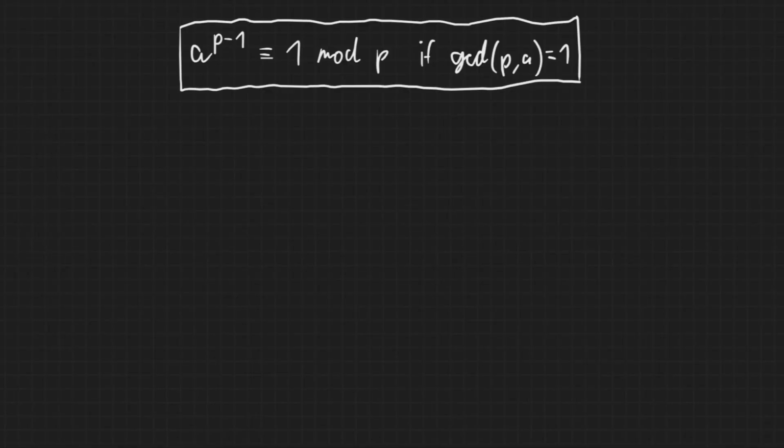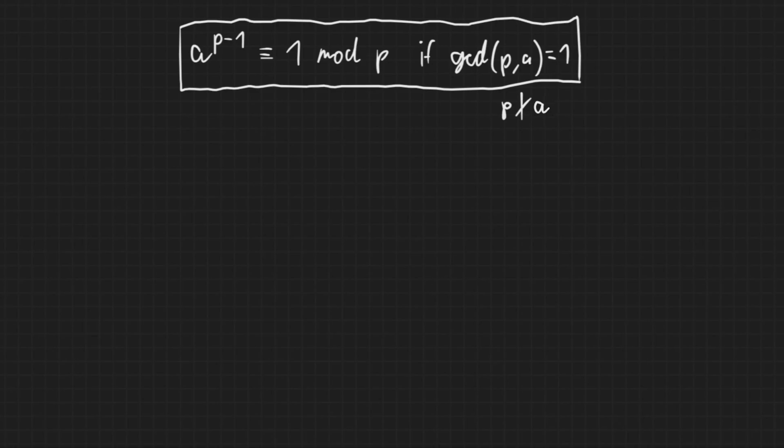We need one last theorem before we can finally tackle RSA, namely Fermat's little theorem. It says that for some prime number p and some integer a, a to the p minus 1 is equal to 1 modulo p. There is one condition though. The GCD of p and a must be equal to 1. But if you remember the Euclid lemma proof I just showed you, this basically means that p can't divide a.